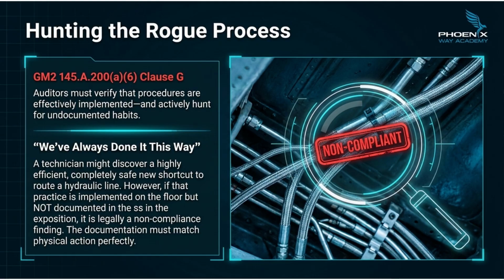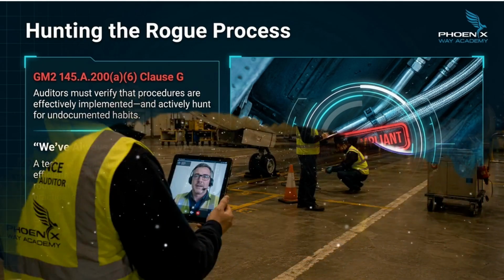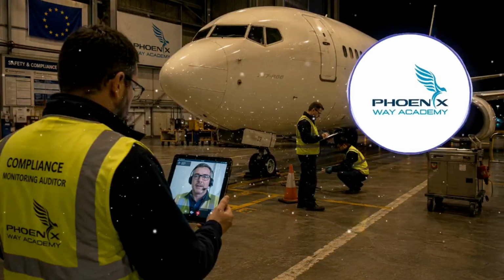I see. Conceptually, this is where auditors really earn their keep. A technician might discover a highly efficient, completely safe new way to route a hydraulic line. Like a shortcut that actually works better. Exactly. But if that method is not formally documented in the exposition, it is a rogue process. Under Clause G, an undocumented practice, even a safe one, is legally a non-compliance finding.